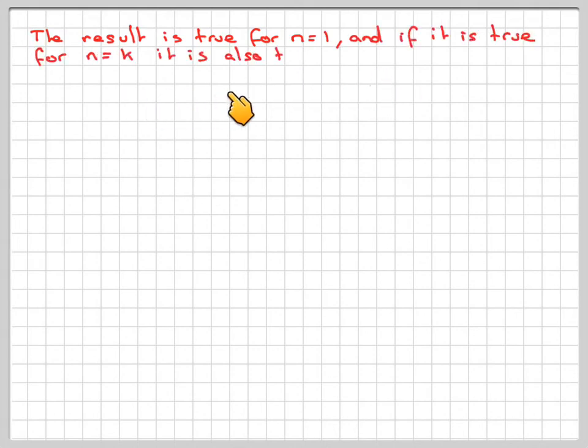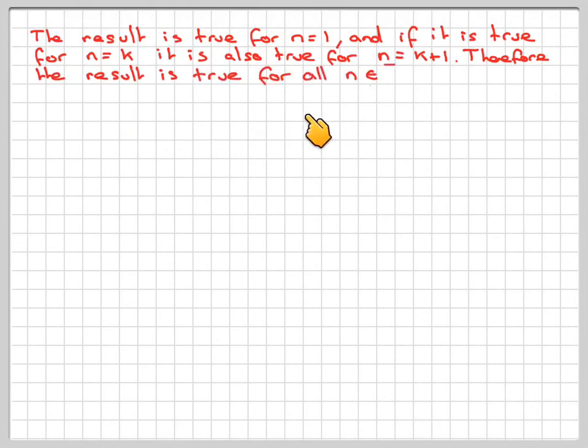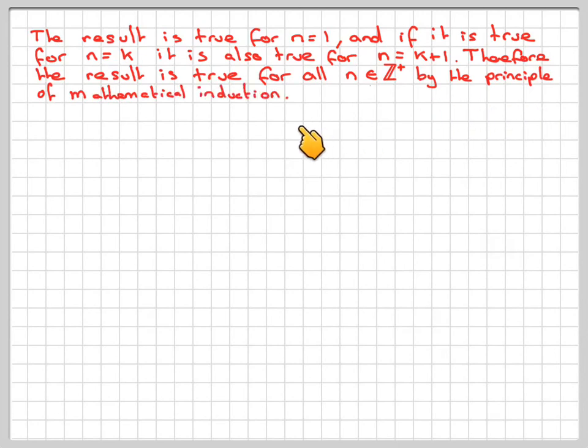And then we need to have our conclusion. The result is true for n is equal to 1. And then if it is true for n is equal to k, then it's also true for n is equal to k plus 1. Therefore, the result is true for all positive integers by the principle of mathematical induction.